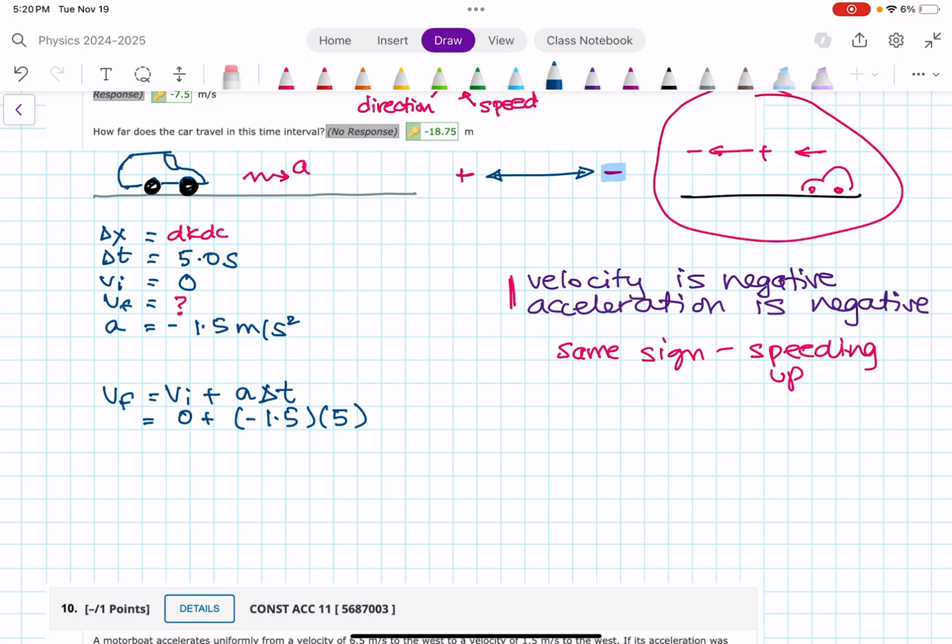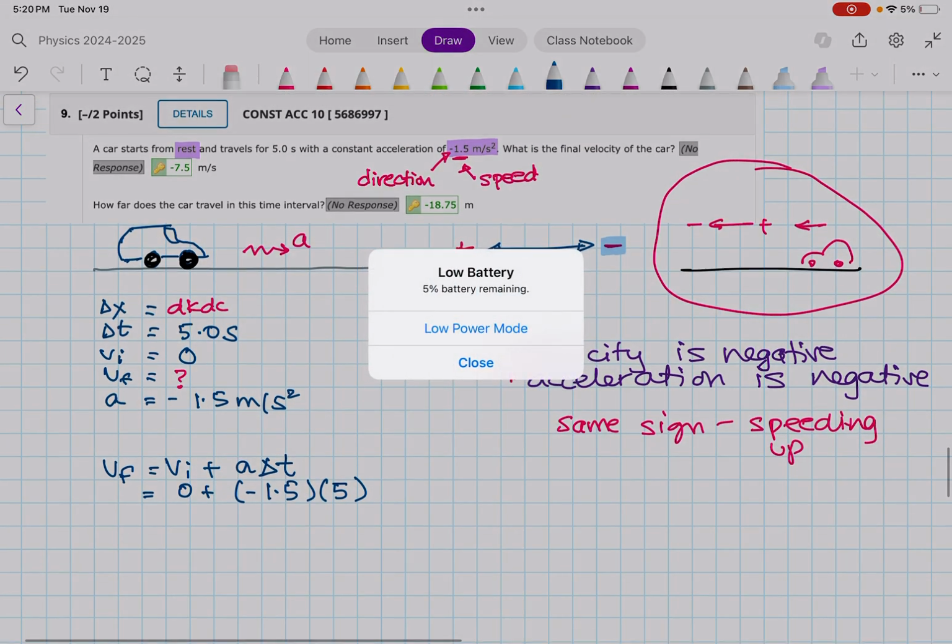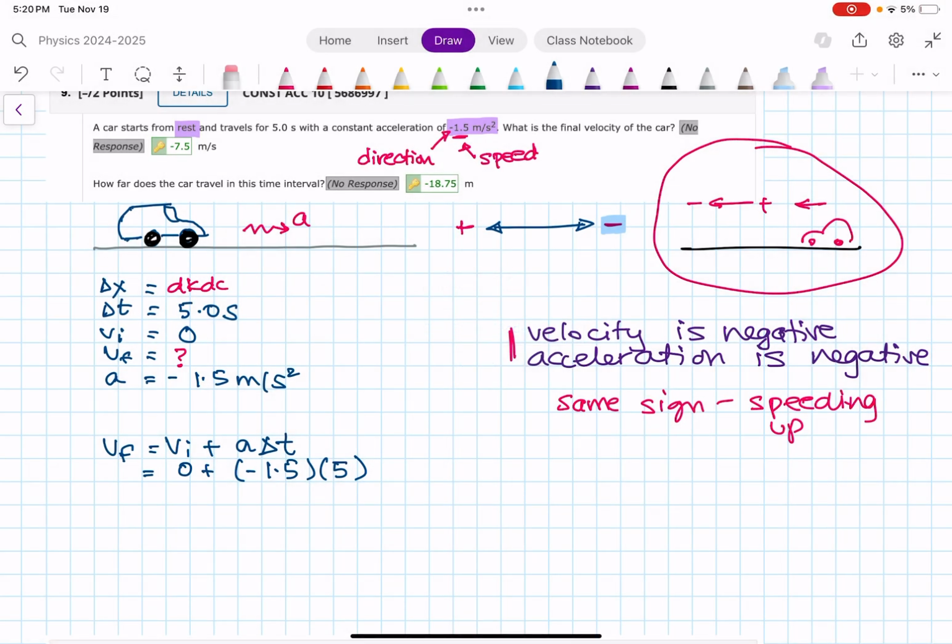Oh, what am I doing wrong here? V equals V naught. Because I'm not answering the right question. That's why. So the answer is negative 7.5 meters per second. That's how fast it's going. So because that negative, remember that negative means it's going in the backwards direction, or it's going in a negative direction. So this specifically refers to the direction. And the 7.5 refers to how fast it's going.